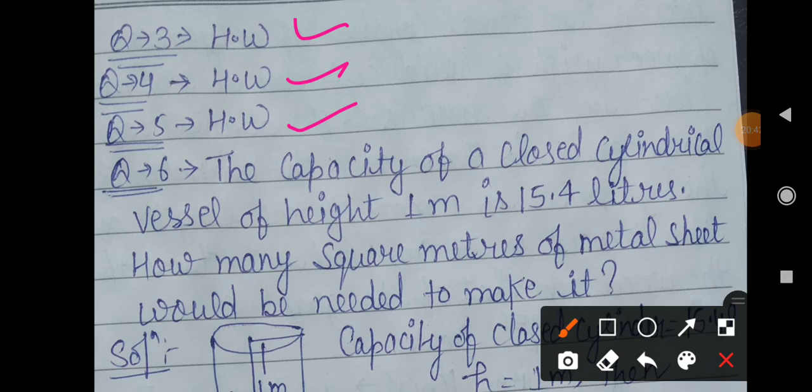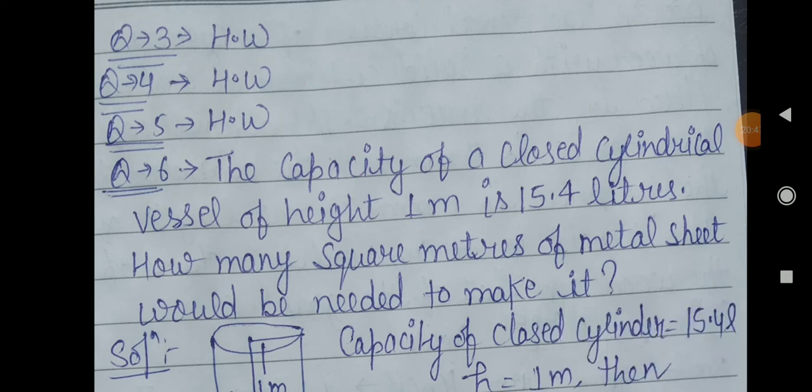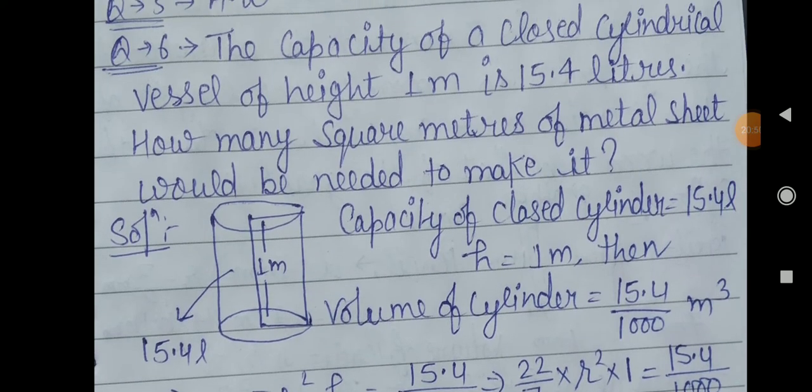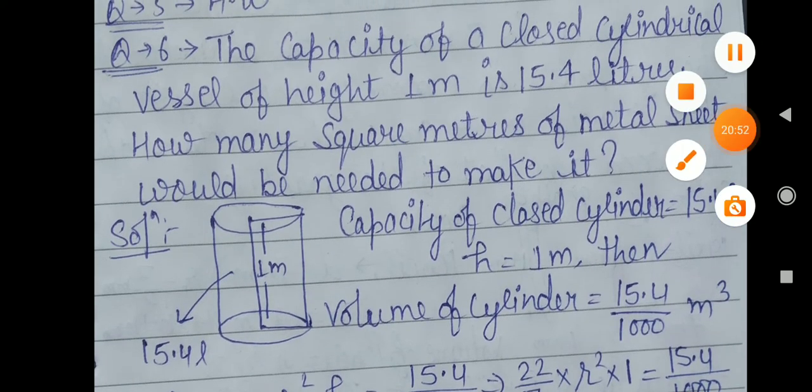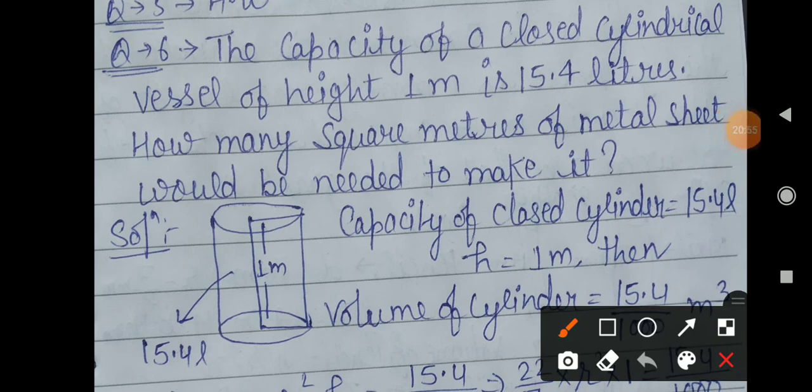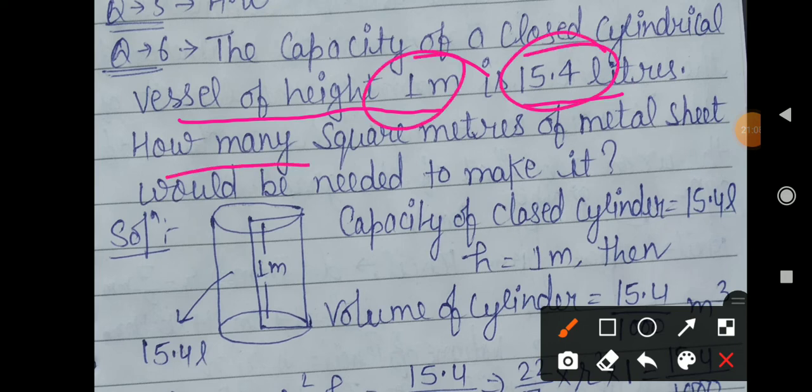Now we have to explain question number 6. Question number 6 is in this form. It says the capacity of a closed cylindrical vessel of height 1 meter is 15.4 liter. So this is your height and this is your capacity. Now you have to find how many square meters of material, that means metal sheet, would be needed to make it. So with the help of these things, you have to find the radius.